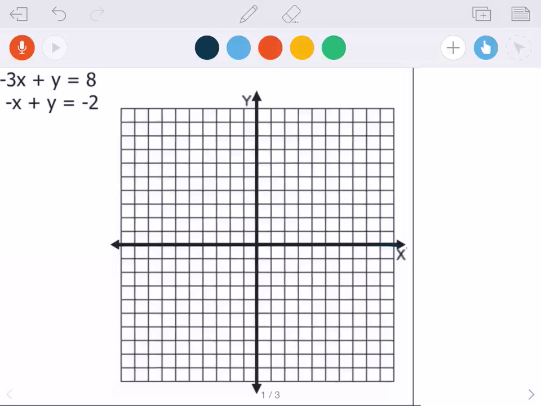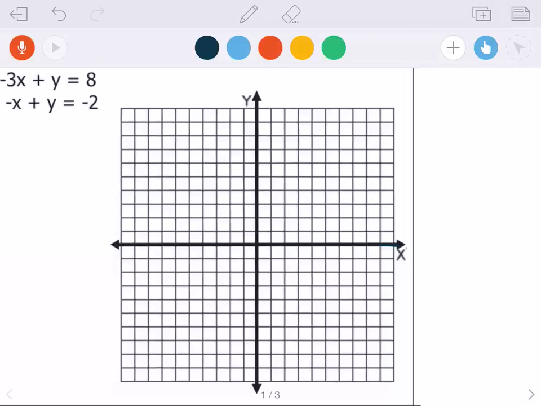In order to solve systems by graphing, it sounds just like how you'd think. You're going to graph the two equations that I give you, and you're going to see if they cross. There are going to be three different types of solutions, and we're going to talk about those when we're doing these three problems. So let's take a look at the first one.